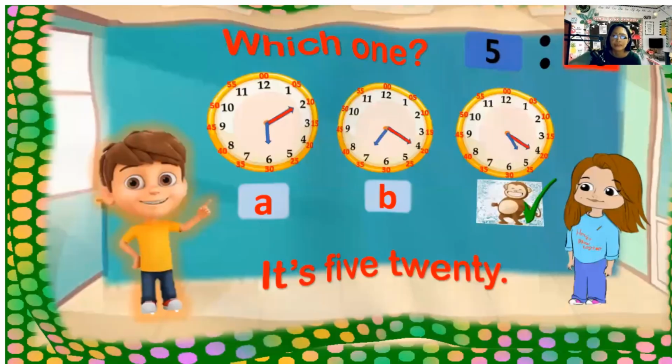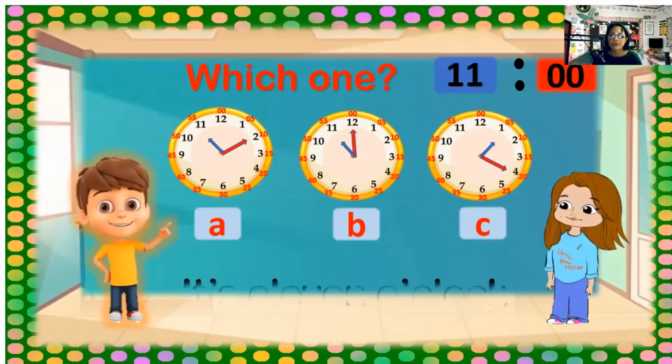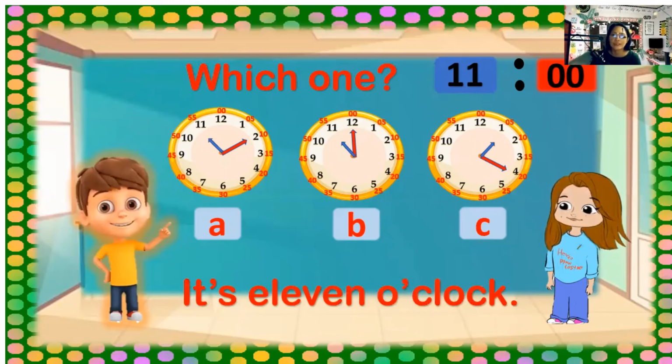Another question. Which one? Which clock says it's 11 o'clock? I think two clocks, the short hand is pointing to 11. The A and B. So definitely not the C. So you'll choose between A and B. That's correct. It's letter B. Good job. The monkey's happy.